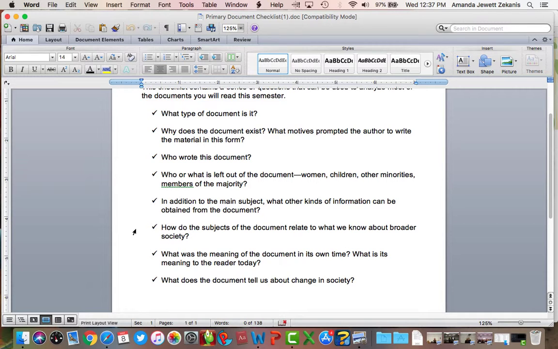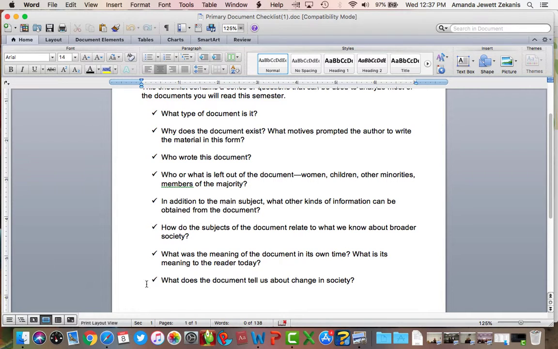What was the meaning of the document in its own time? What is the meaning to the reader today? Again, we're going to be talking about civil rights issues, things like that, struggles for equality and access in society. These are issues that are still talked about and discussed, so this might have relevance to us today.